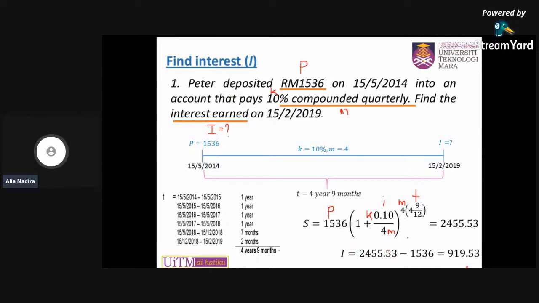So now you want to calculate the I. What is the formula? Interest I is S minus P. Take your S answer, 2455.53, minus P, the principal. In simple interest, if you want to calculate the interest, we use I equals PRT. But in compound interest, we use S minus P. So don't mix them up. In compound interest, we cannot use I equals PRT. To find interest, I is S minus P.